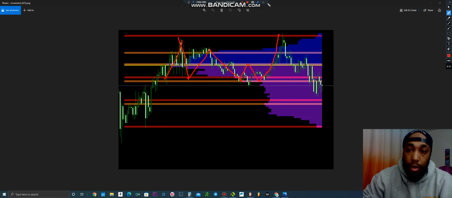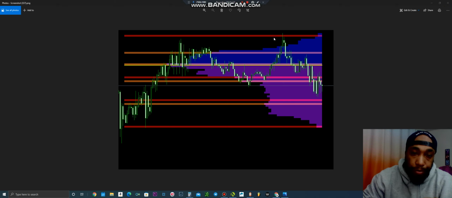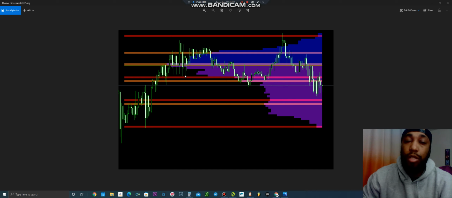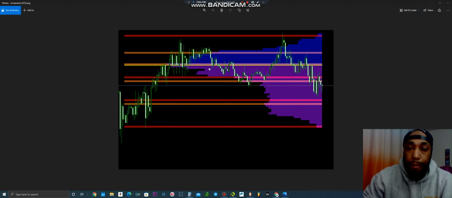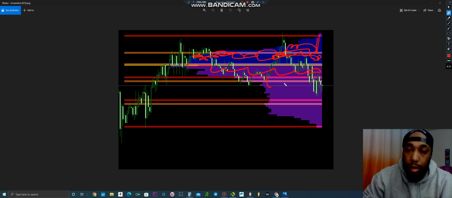So on your volume point of control chart, these lines on the chart most likely are being used for support and resistance. The shaded area in blue is basically the volume, and in purple, the volume. And as we go down and you see the shaded areas start to thin out, that means that area is less likely to hold, because there is less volume in the area.